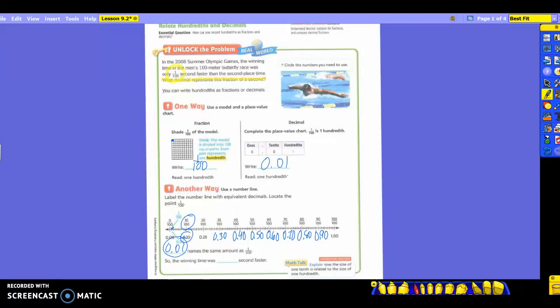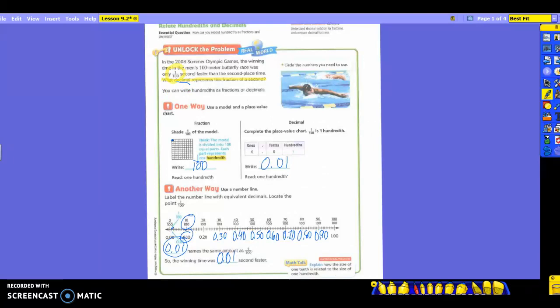Okay? So, the winning time was how much faster? How do I say it? 1/100th, but you're going to write it as 0.01 in decimals, because we're going from the fraction to the decimal. So we wanted to know what decimal represents that fraction.